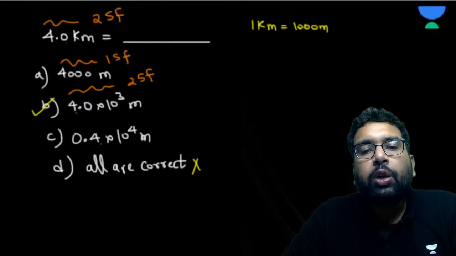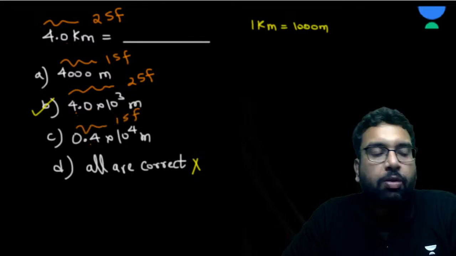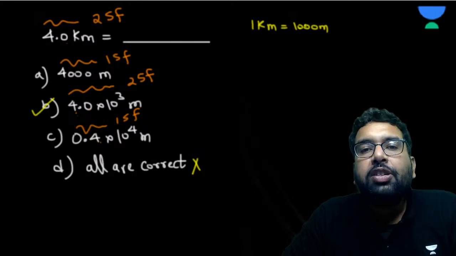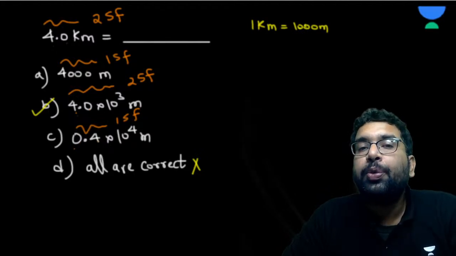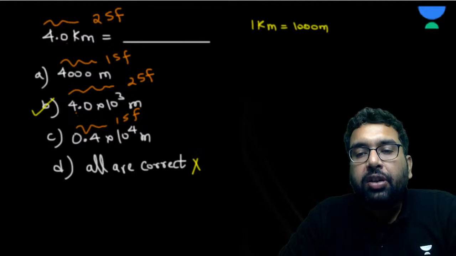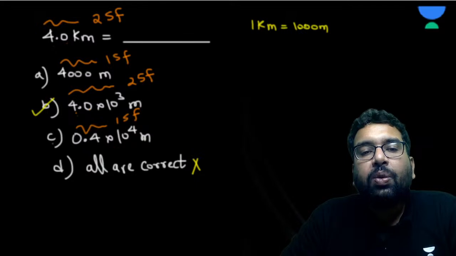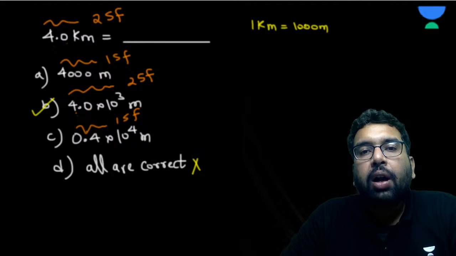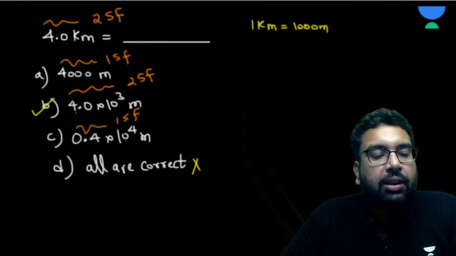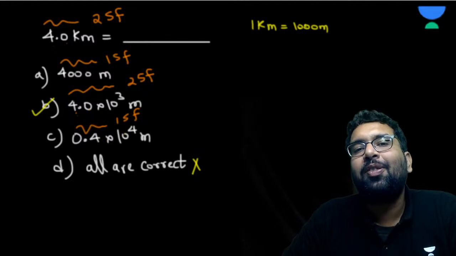In the third part we have 0.4. How many significant figures does it have? One significant figure, because 4 is a non-zero digit, so it is significant. The initial zeros are never significant, if you go through the rules. So this zero is never significant. And 10 to the power 4 again is not a significant figure, because it is the order of magnitude. So in the third option, we only have one significant figure.